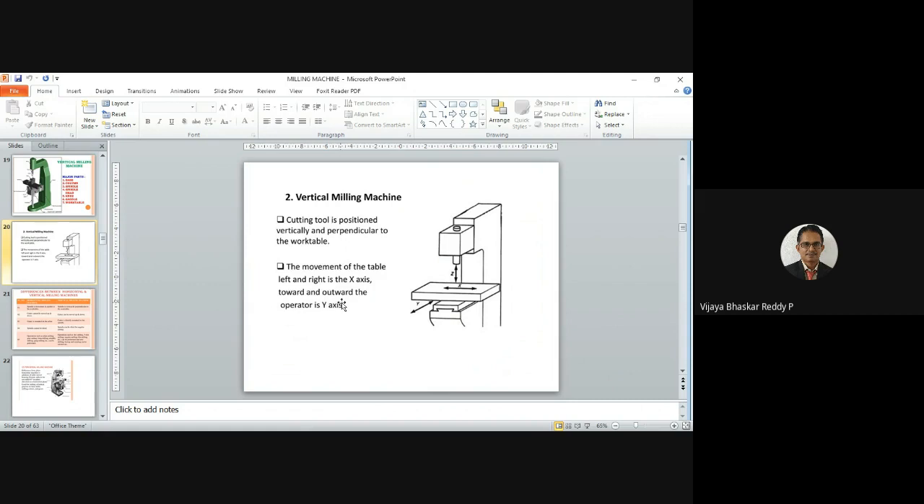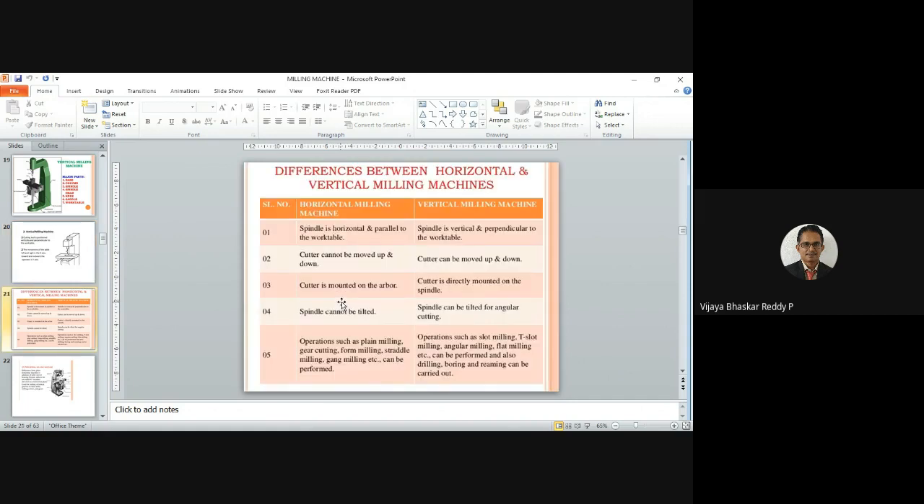The cutting tool is positioned vertical and perpendicular to the work table. But in the earlier case, it is horizontal, or parallel to the work surface. Here it is vertical, or perpendicular to the work surface. The movement of the table left and right is on the x-axis, and towards and outward is on the y-axis, right? And this is the difference between horizontal and vertical milling machines.